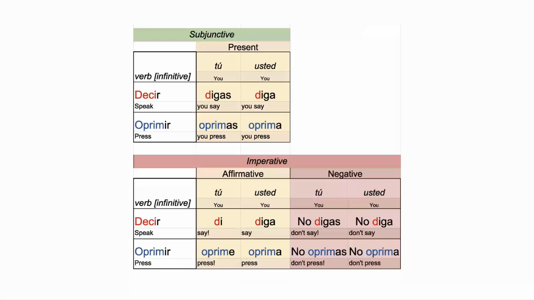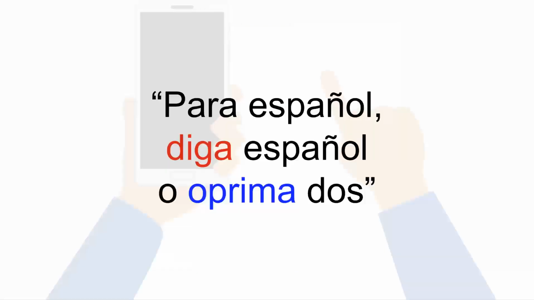Let's take a look at imperatives, the commands. Please take a look at the column usted. Affirmative for decir and oprimir is diga and oprima, respectively. So this is why when they ask you to say or press the button, they will use this verb conjugation form. Remember, the command is not something that exists yet, and that's why they are asking you to do so. Para español, diga español o oprima dos.